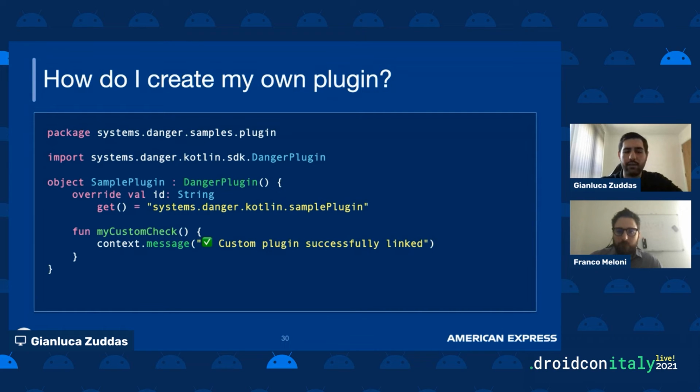So you can see here we have a context message. That means you are going to publish on your pull request a message directly from your plugin.